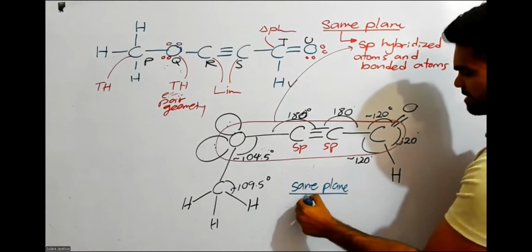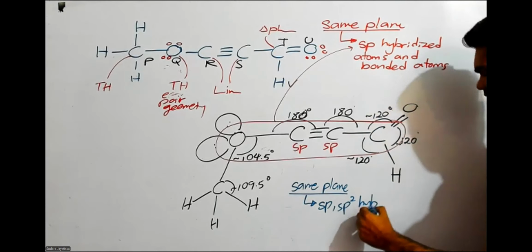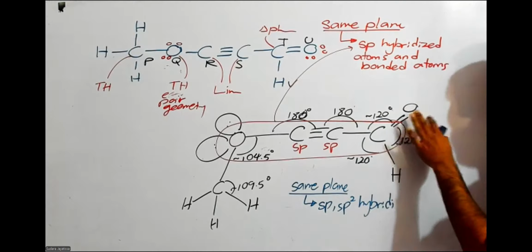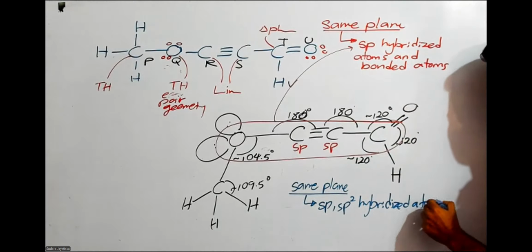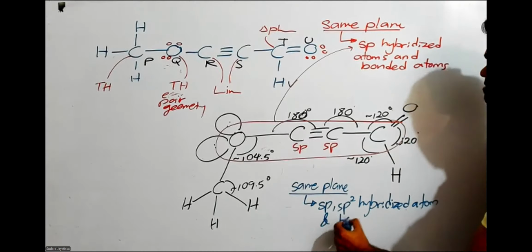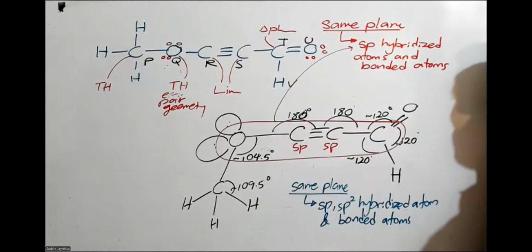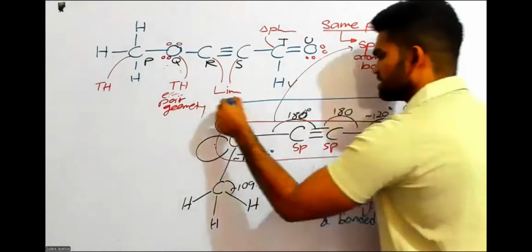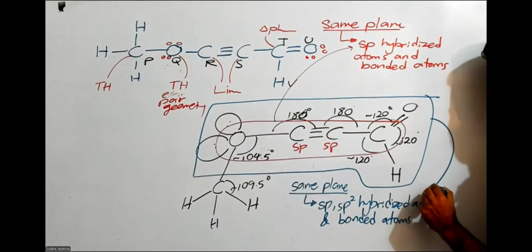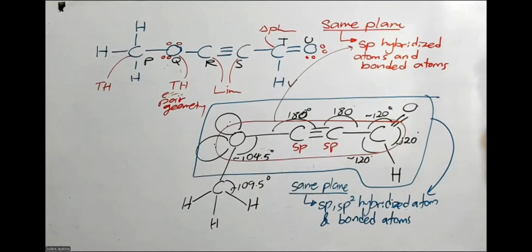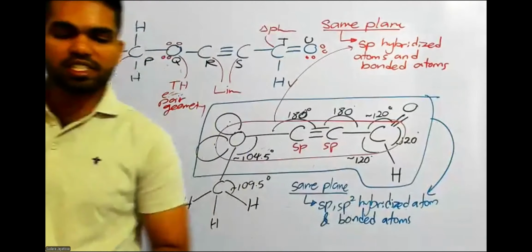Then same plane. If they are in the same plane, check sp2 hybridized atoms and bonded atoms, because trigonal planar is also in the plane. So what are the bonded atoms? These atoms. These atoms are in the same plane. Understood? So in blue color and red color, I marked that for you to understand easily.